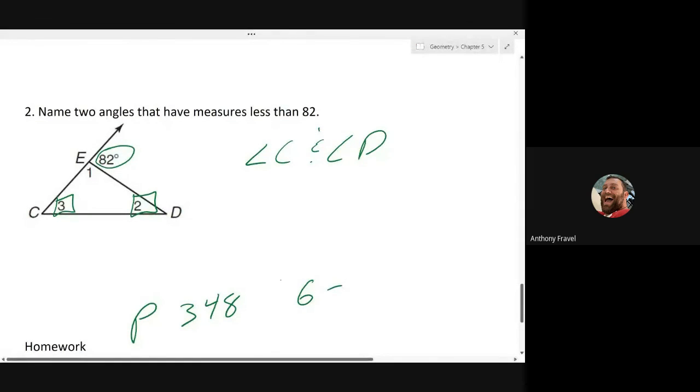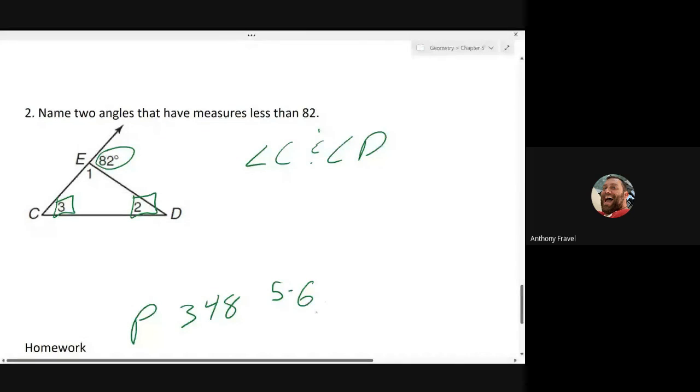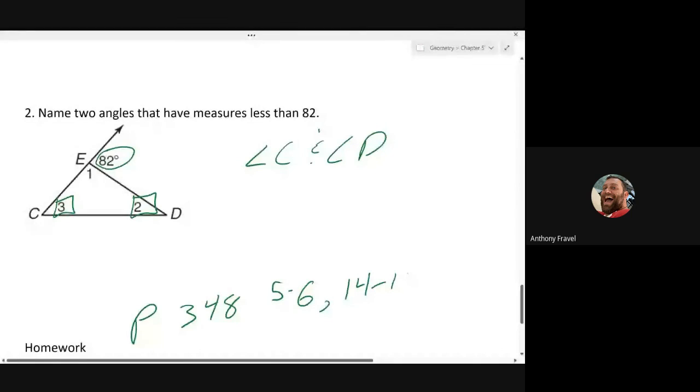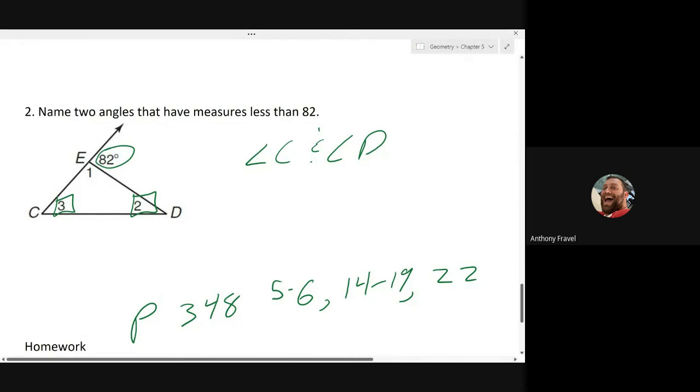All right, time for you to work on your homework. Assignment is page 348, numbers 5 through 6, numbers 14 through 19, and then finally number 22. Go ahead and work on that. Turn it in if you get done with it.